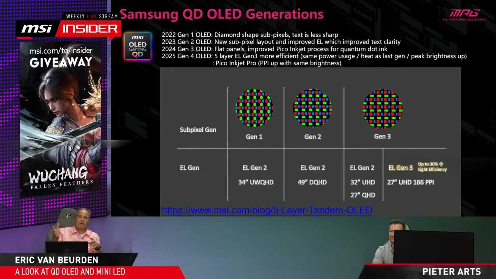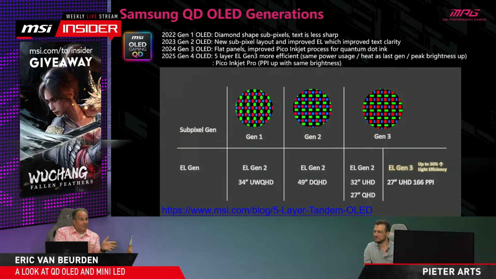And with this, we talked about, can you introduce a 35-inch monitor? Well, we depend on what Samsung is introducing, and below there, you see what's being introduced, for example a new 34-inch panel or a new 49-inch panel. Then in 2024, they introduced the first flat panels, because before that, it was all curved. And they improved the Pico inkjet process, because quantum dots are basically printed with an inkjet printer. It sounds weird, because I remember having an inkjet printer when I was young. It sounds really old school. But later we come to that.